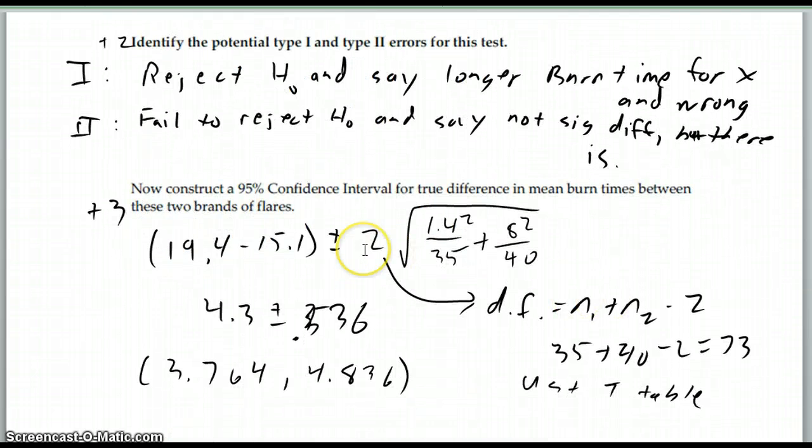Type 1 error, we say, yeah, brand X burns longer, and it really doesn't by rejecting the null. Type 2 errors, we don't reject the null and say, nope, there's no difference, but there really is.